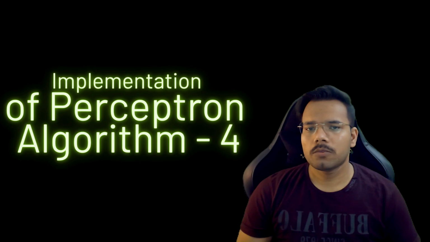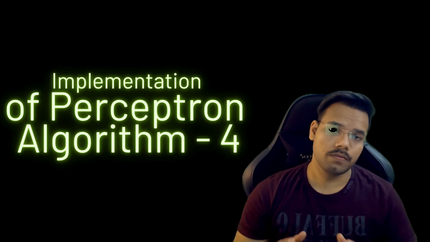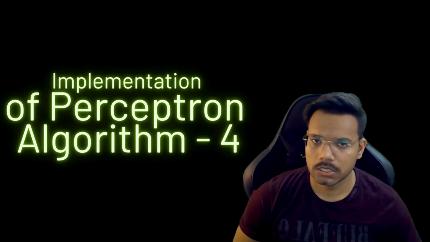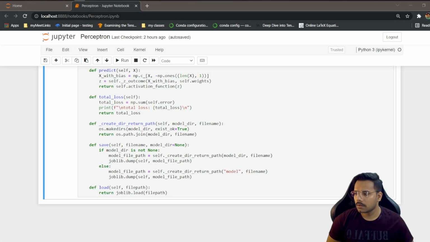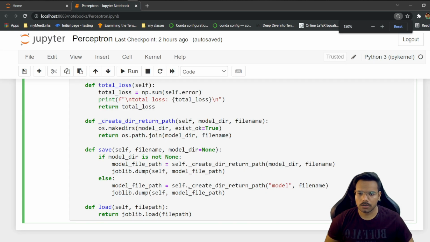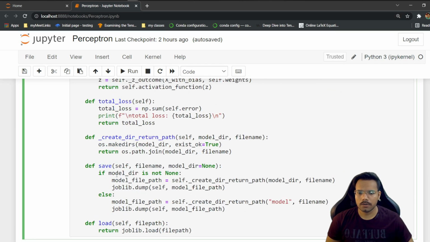So hello ladies and gentlemen, welcome to another session of Introduction to Deep Learning. In this section, we will continue from where we left off. We were working on the Perceptron algorithm implementation using Python. So let's get started. As you can recall from the previous session, we have implemented the Perceptron class here. So now let's try to utilize it and see how it works.